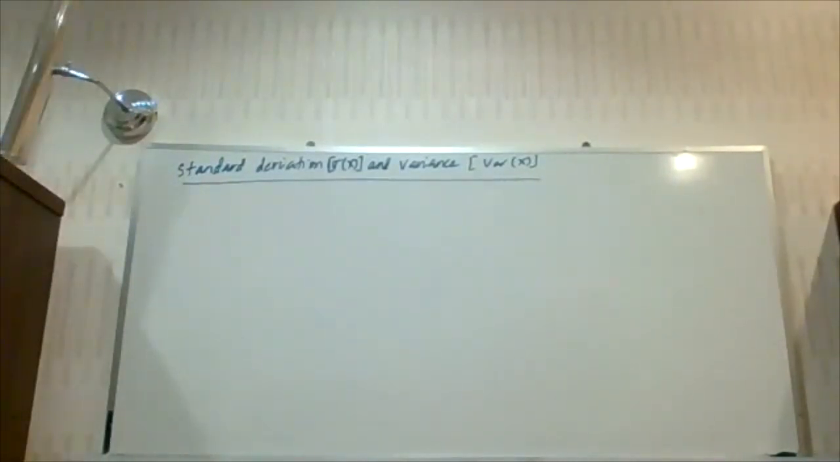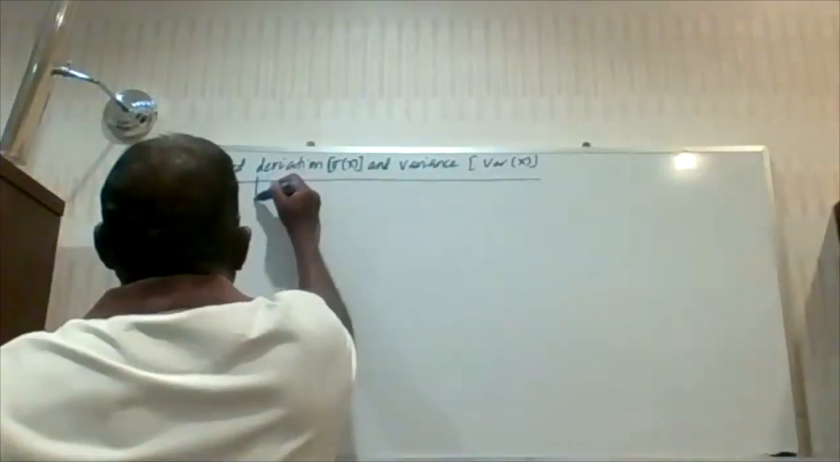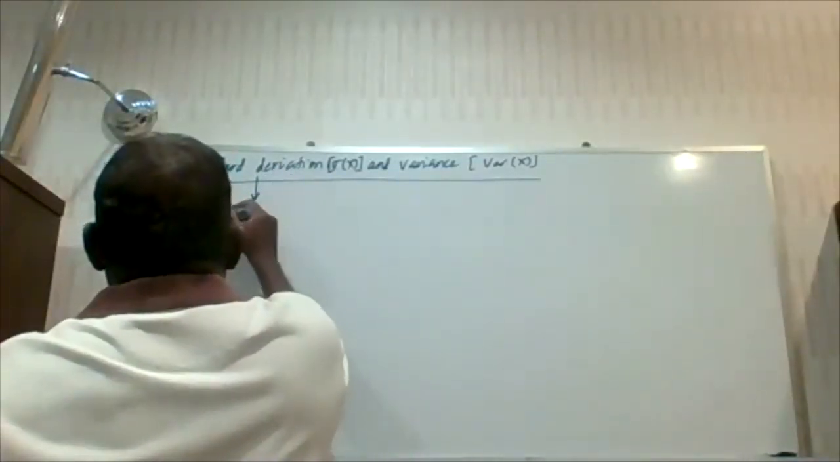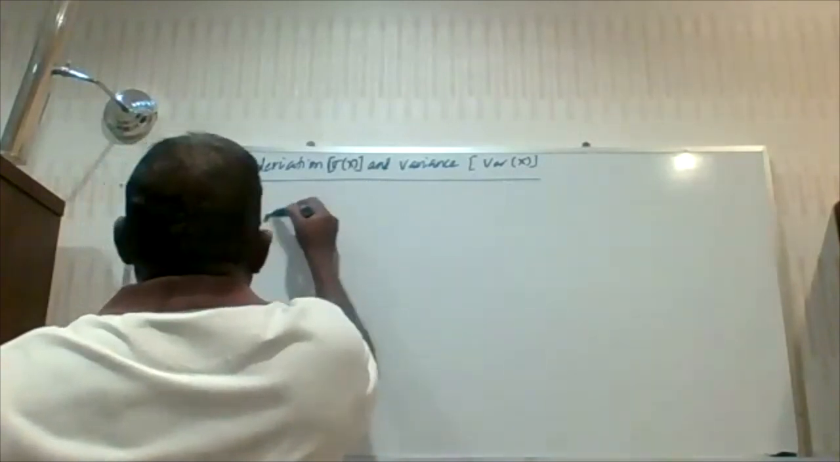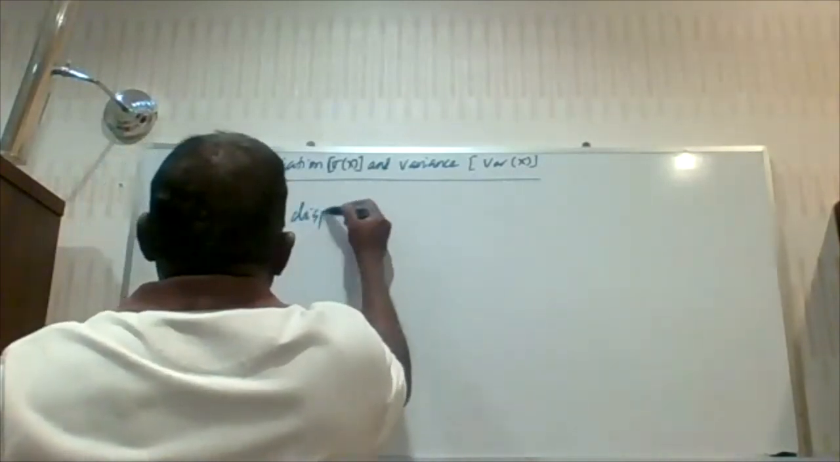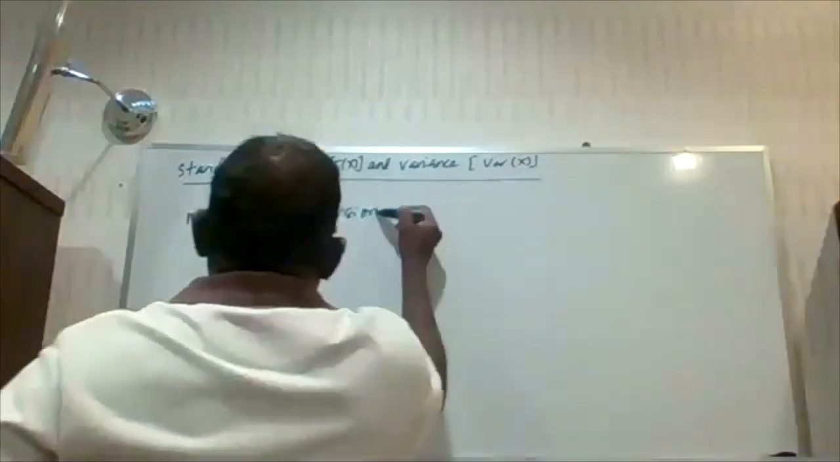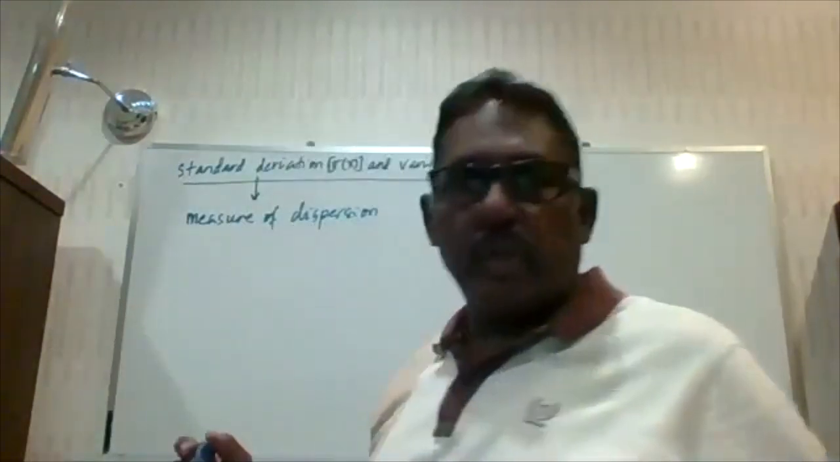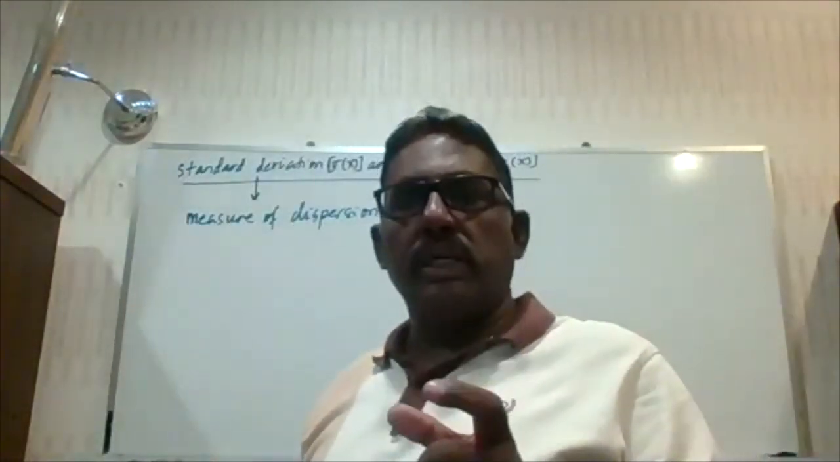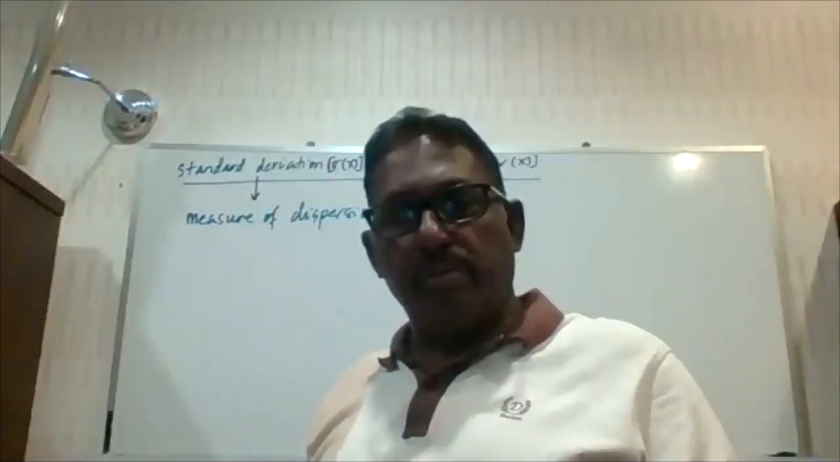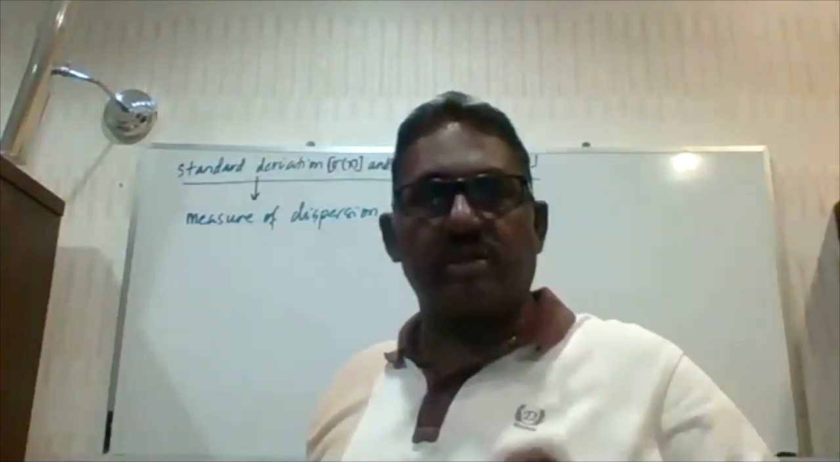So the understanding of standard deviation and variance is that standard deviation is a measure of dispersion, whereas your median, your mode, and your mean are measures of central tendency.